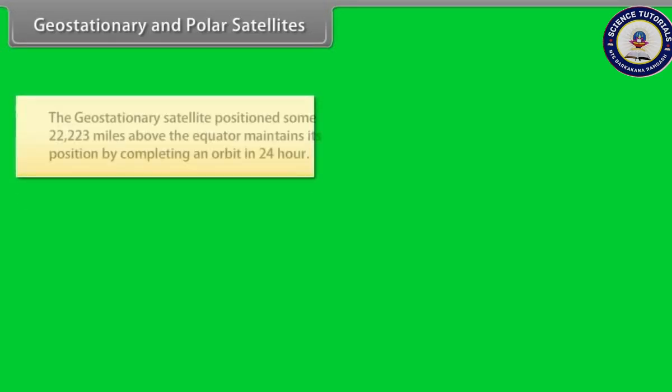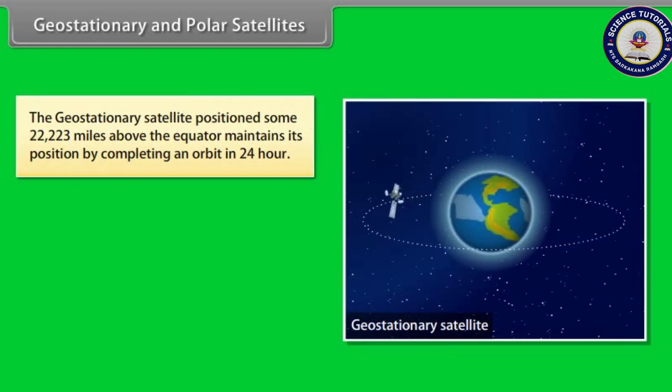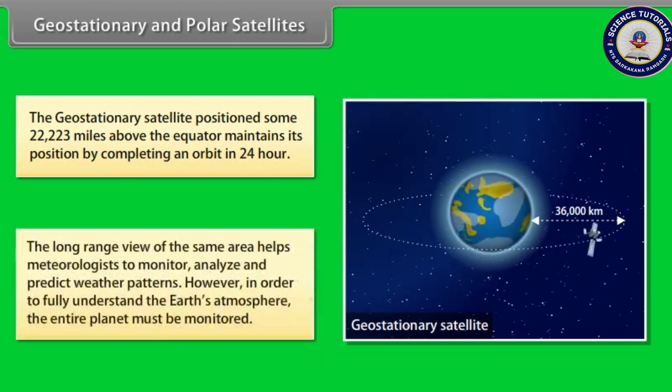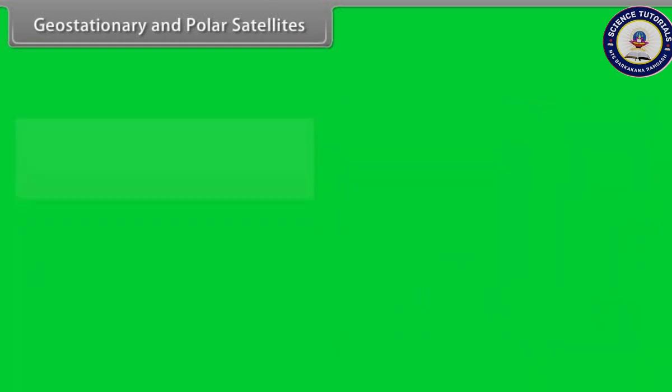Geostationary and polar satellites. The geostationary satellite, positioned some 22,223 miles above the equator, maintains its position by completing an orbit in 24 hours. The long-range view of the same area helps meteorologists to monitor, analyze, and predict weather patterns. However, in order to fully understand the Earth's atmosphere, the entire planet must be monitored.